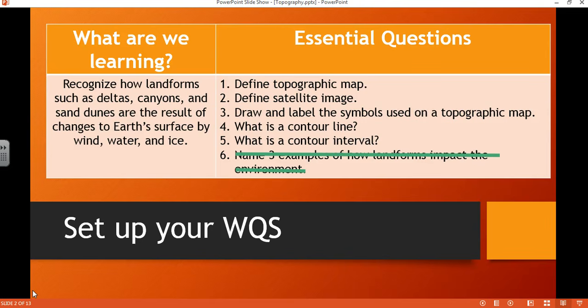Our objective today is to recognize how landforms such as deltas, canyons, and sand dunes are the result of changes to Earth's surface by wind, water, and ice. We have 5 essential questions we're going to answer. I've marked out question number 6 because it will be answered during your Topography Objective 2 video.